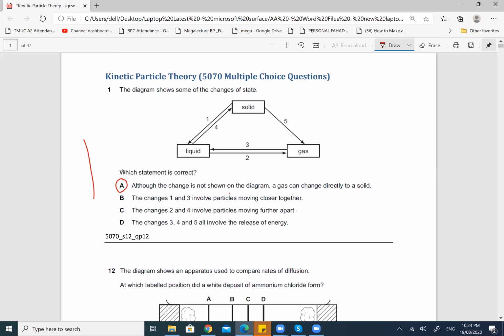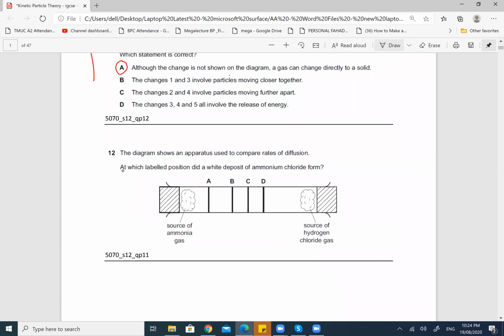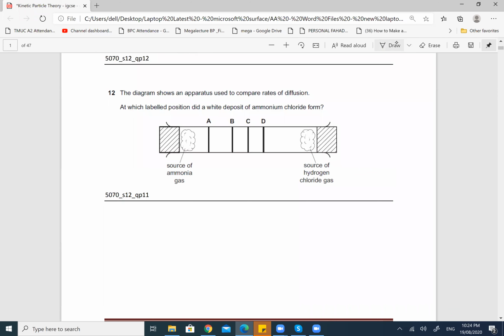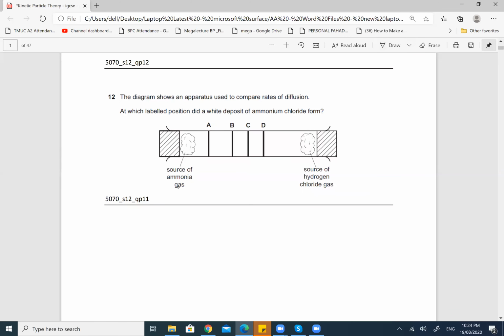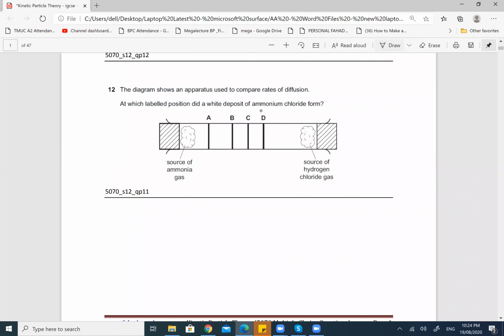Let's move to the next one, which is something that we just did. Very quickly, there's ammonia gas, and he's saying they form this white deposit when they react. There's ammonia over here, and there's HCl on the other side. What's going to happen? Where would they meet? At D. Okay, so D is correct.